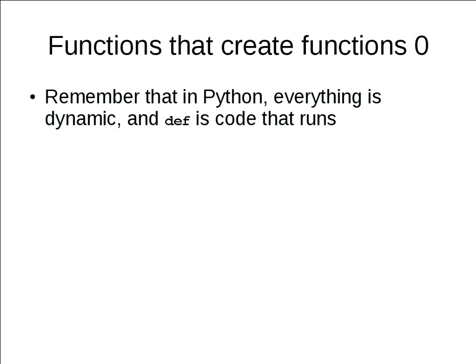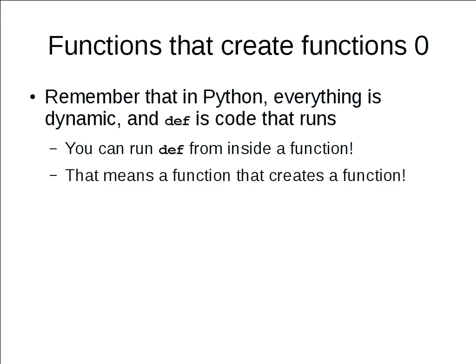So now, the other major use case for decorators is wrapping functions. You can wrap a function by defining a new function that involves the old function. So everything's dynamic. Def is code that runs, which means you can have a function defined from inside another function. A function defining another function, Inception level 1.